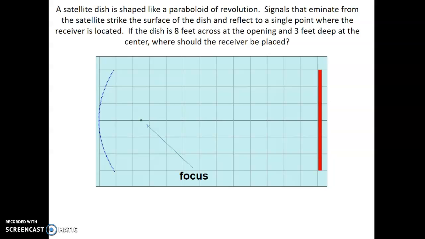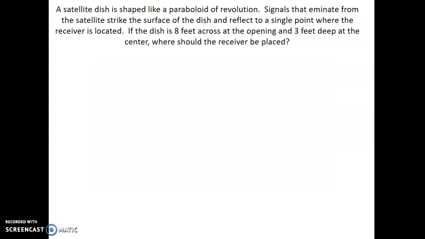So what we're going to do is, it says the dish is 8 feet across at the opening and 3 feet deep at the center. Where should the receiver be placed? Some very important information here. We need to know, what are we looking to find? The question is, where should the receiver be placed? That receiver is your focus point. So we're looking for the focus point.